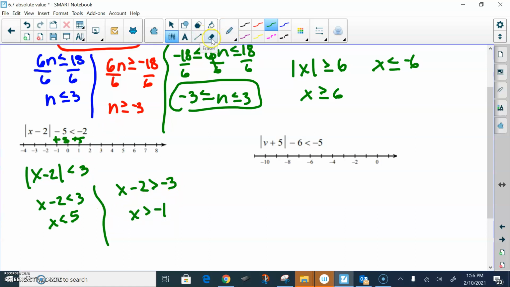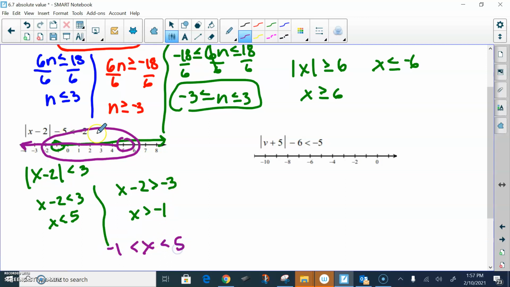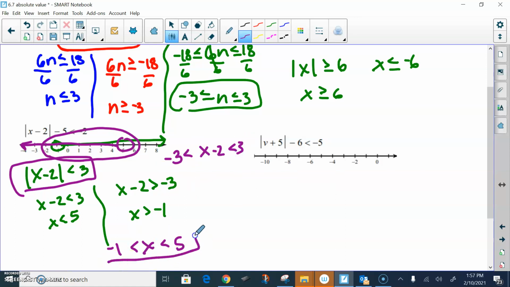If we write that on our number line, x has to be greater than negative 1, open circle, shade to the right, and x has to be less than 5, so it's an open circle, shade to the left, and we want this common area here. So we're going to say that x has to be more than negative 1, but less than 5. So again, we could have done that in the first place right from here. We could have said that negative 3 is less than x minus 2 is less than 3. It would have saved us a little bit of work.